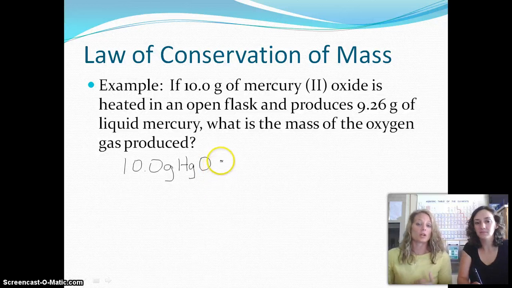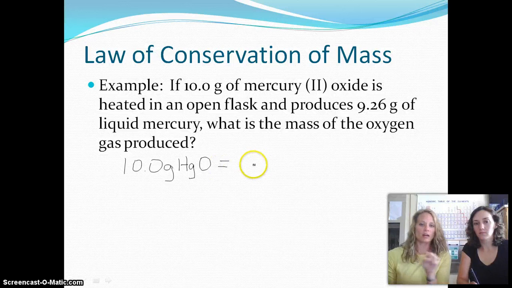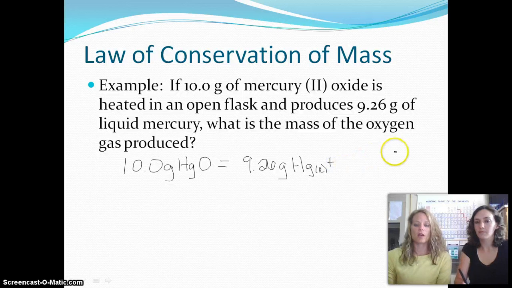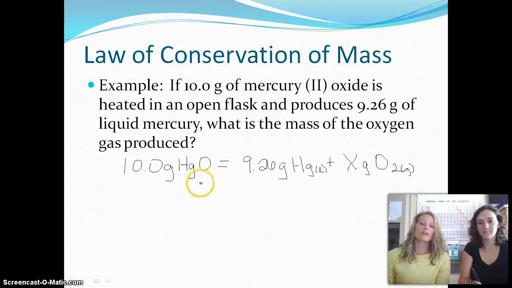Now that was what we started with. And then it says "and" up in there. The "and" means we're actually going to be separating. That's your equal sign. Produces means we've got our products. So one of our products is 9.26 grams of liquid mercury. And maybe behind the mercury we should put our little L symbol, since it's a liquid and we know that. And then we've got a blank. We're going to have a blank spot or an X, as your algebra teachers would love, grams of O2. And that is a gas, so we can put our little g.